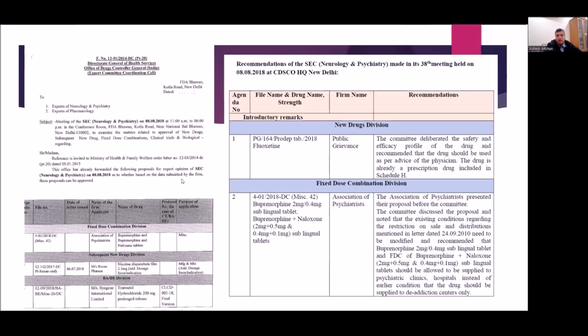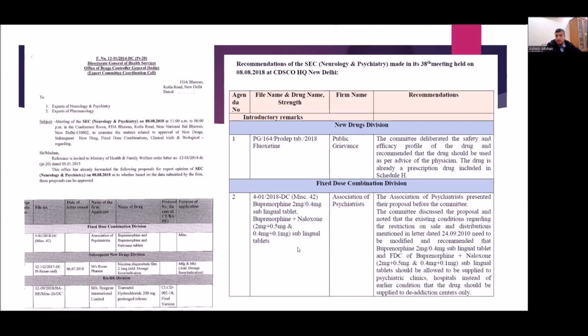After that presentation, the subject expert committee, there is a subject expert committee for every specialty, noted these observations and presentations, and allowed that this condition be changed from hospitals and psychiatric de-addiction centers to hospitals, de-addiction centers, and psychiatric clinics also. It was a major achievement for us. Although technically you might say the law allows us, there are other issues, as the regulatory authorities can interpret whatever they want. But this was a major achievement which allowed even psychiatric clinics to procure this medication.